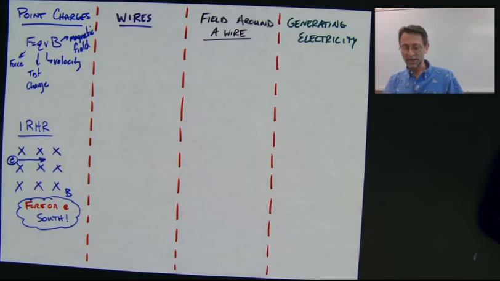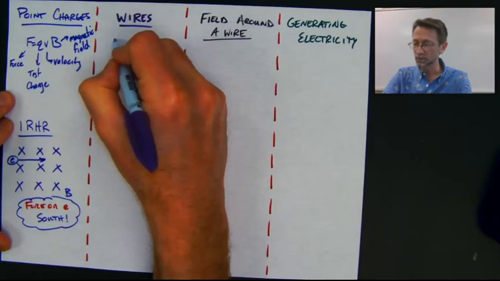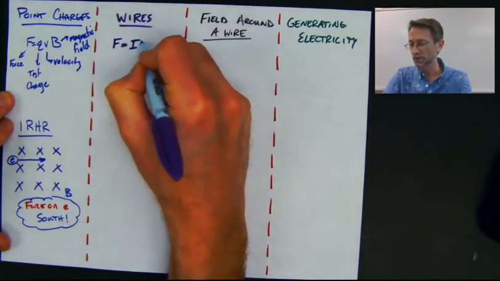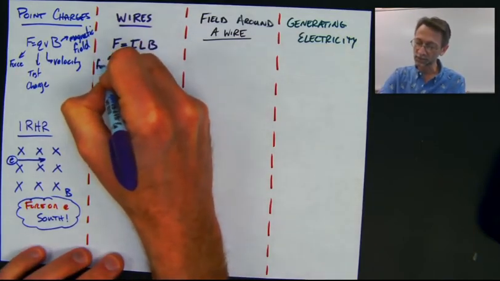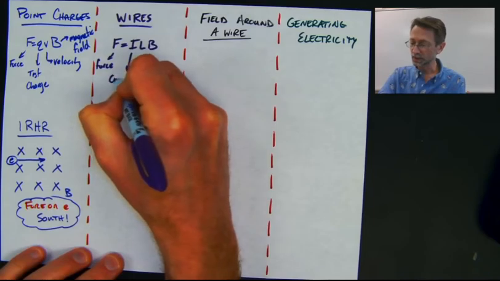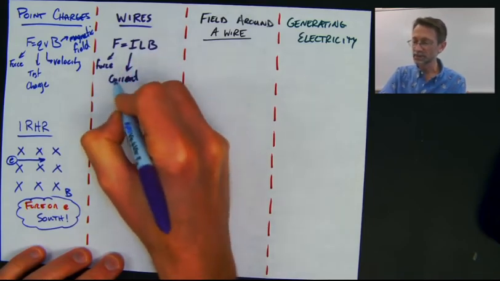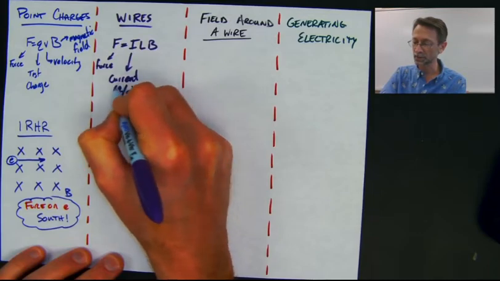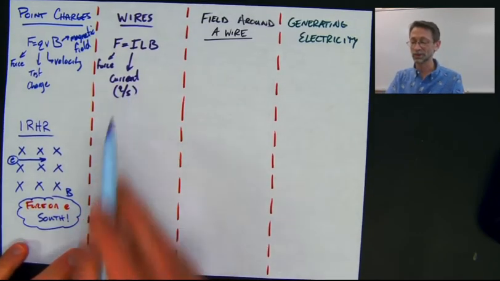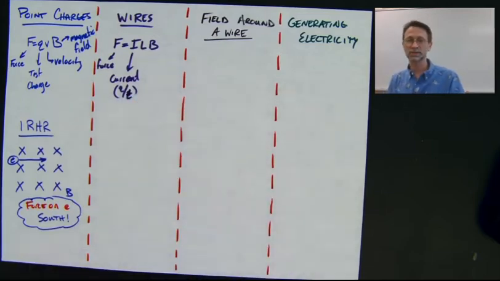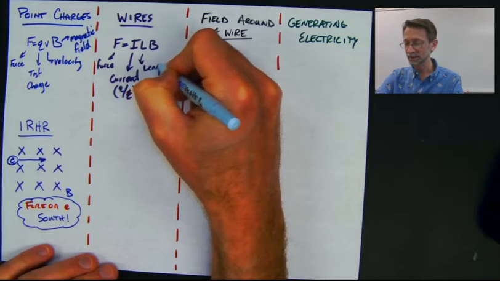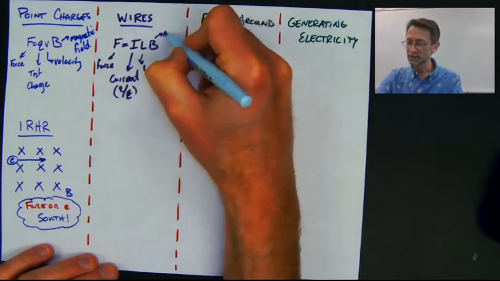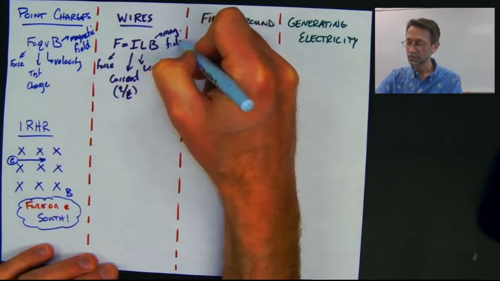Okay. The next one that we looked at was the wires. If I want to find the force on a wire, this is going to be through the equation F equals ILB. F again is going to be a force. I is going to be a current, and remember that current is nothing more than how much charge you have flowing in a certain amount of time, or Q per T. L is going to be a length, the length of the wire. And B, again, is the magnetic field that the wire is in.